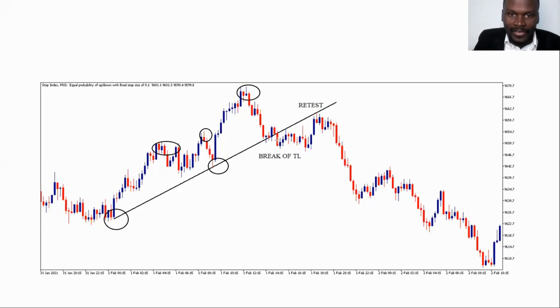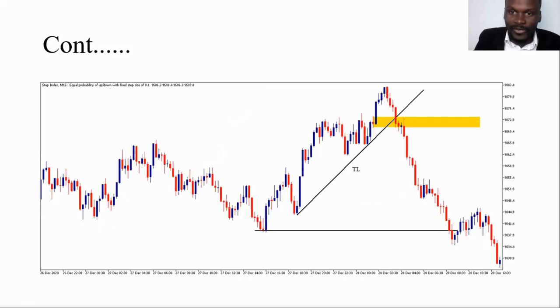Higher high, then there was a break of the trend line. You see what happened? After the trend line was broken, it came to retest the trend line. Simple as that. We'd have entered here upon confirmation of price action. See what happened? Price fell. Very easy concepts, guys. Don't complicate trading. If you find yourself stressing while trading, then you are doing it wrong.